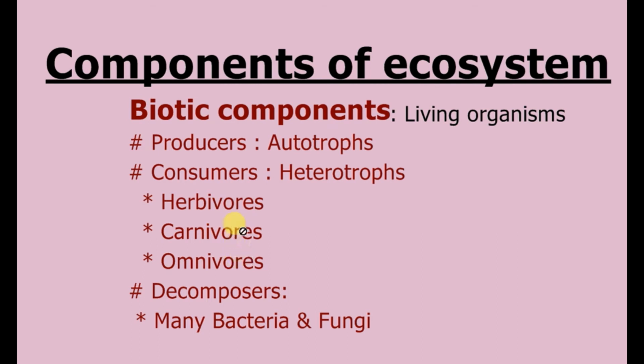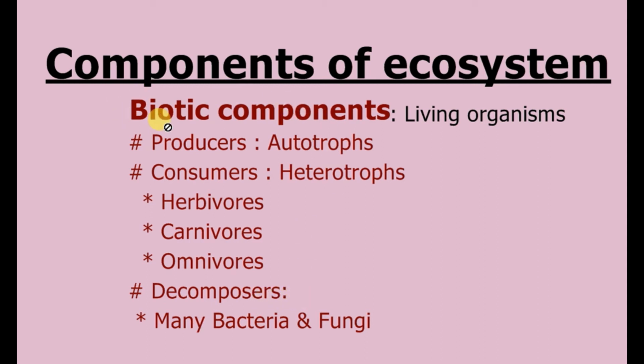So either directly or indirectly, our consumers are dependent upon producers for the food. Similarly, decomposers. When these plants or animals die, their bodies are decayed. So the decomposition process starts where microorganisms like many bacteria and fungi break down the complex organic substances into the simpler ones, and the process is known as decomposition. So decomposers take their food from dead and decaying organic matter.